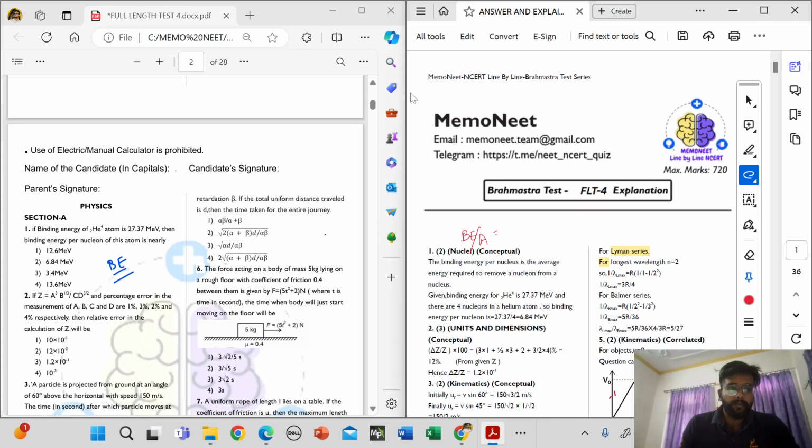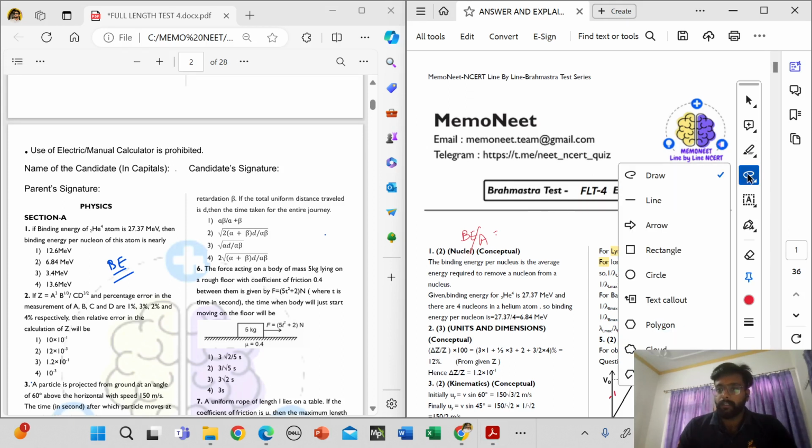Our first question is: if the binding energy of a helium atom is 47.37 megaelectron volt, then the binding energy per nucleon of the atom is given. We have to find out the binding energy per nucleon. We have been given the binding energy, so this is a very simple question.